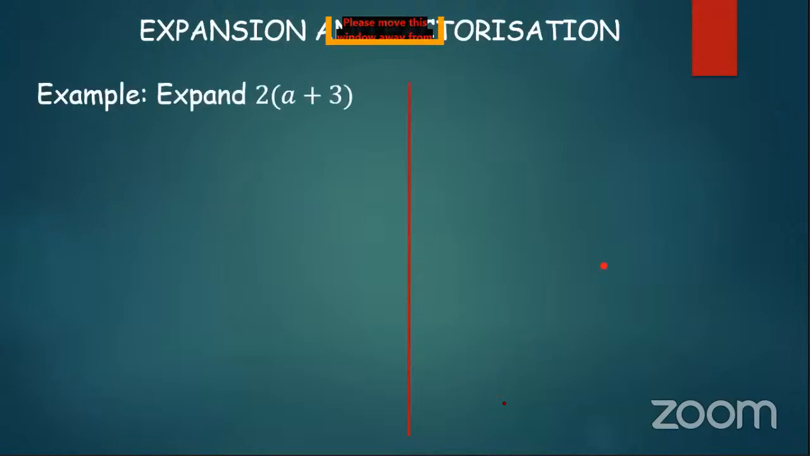So let us do this example together. Who can tell us what we are going to do, or the steps we are going to follow? So we're going to get 2 times A plus 2 times 3. Then we get 2A plus 6. Okay, thank you.